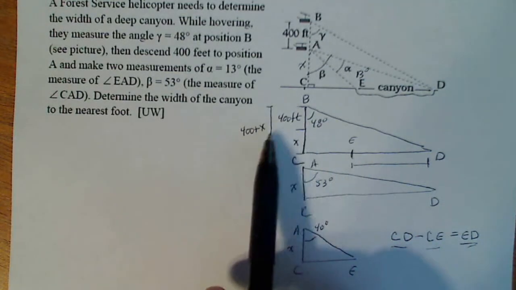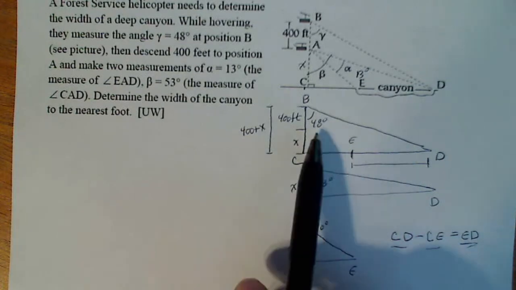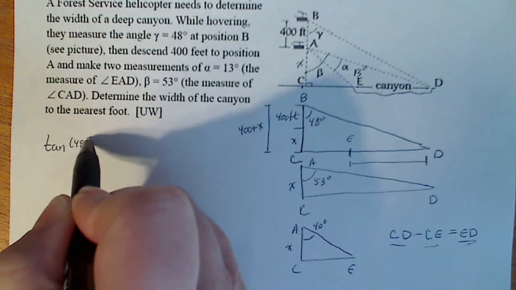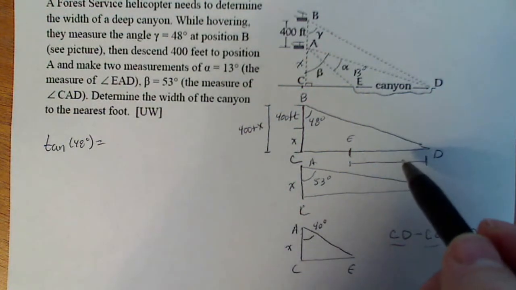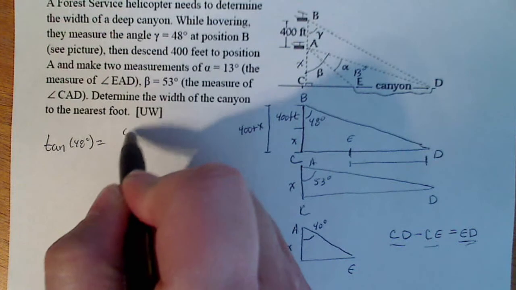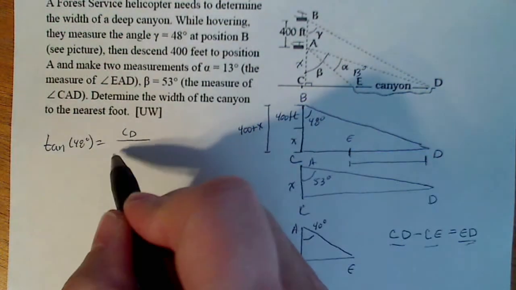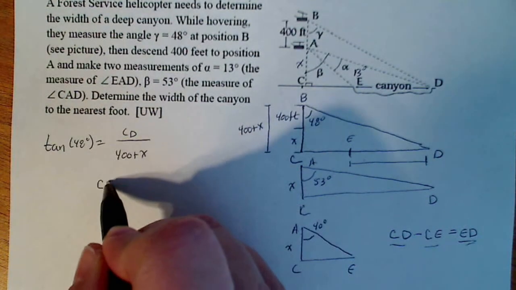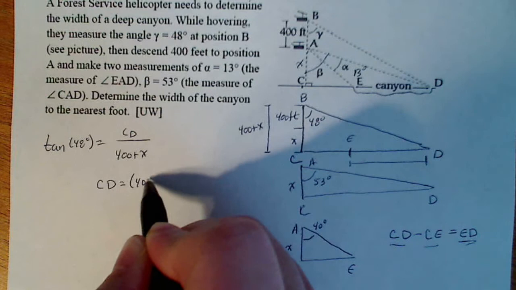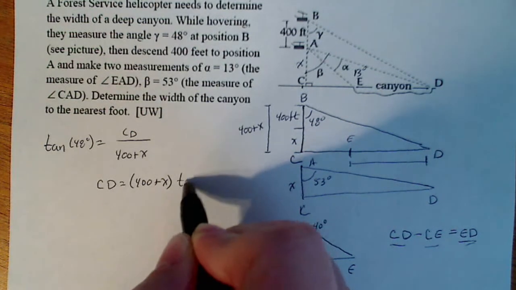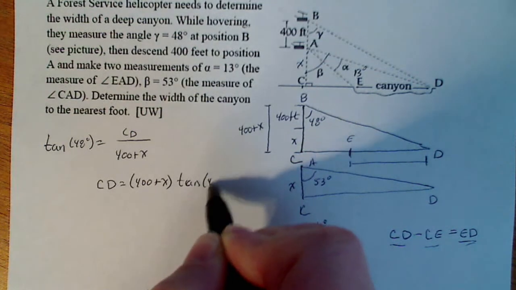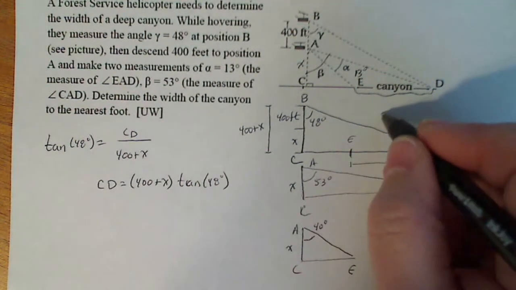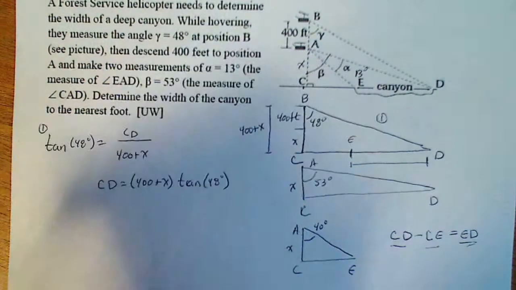So what is that? Adjacent and opposite, so that's tangent. Tangent of 48 degrees equals opposite length, so that's CD, over adjacent length, 400 plus x. Now from there I can actually solve for CD fairly quickly, which I'm going to do. CD equals 400 plus x, times tangent of 48 degrees. Okay, that's from triangle number 1. So let's just call this triangle 1. This is from triangle 1.